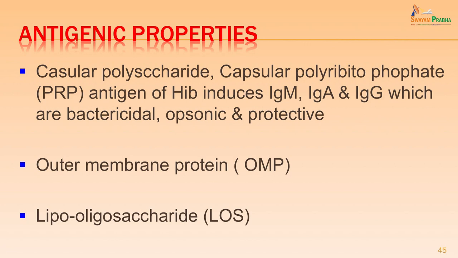The capsular polysaccharide, polyribitol phosphate, or PRP as it is referred to, induces IgM, IgA and IgG, which are bactericidal, opsonic and protective. There is also an outer membrane protein, as in all gram negatives, which helps in its pathogenicity. And there is the presence of a lipo-oligosaccharide which is also antigenic.